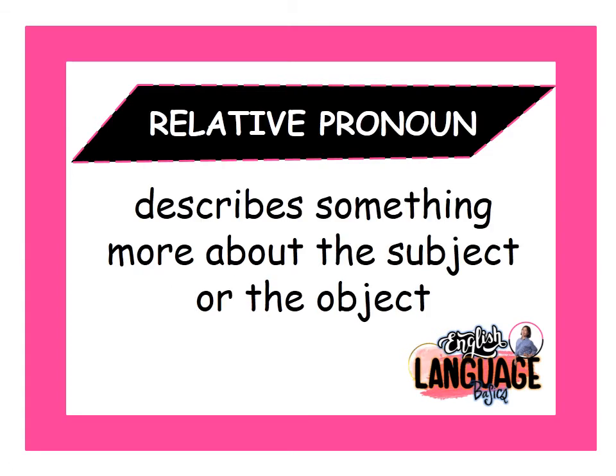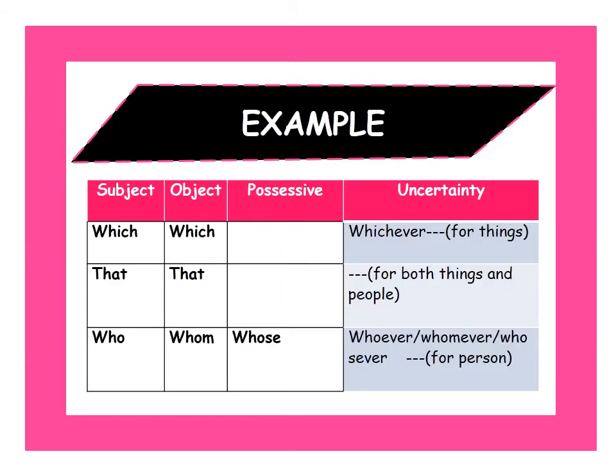The relative pronoun describes something more about the subject or the object. In the simplest words, it adds descriptions or adds information. Here are the most commonly used relative pronouns in different cases. For the subjective or nominative case, you will use which for adding information about things, that for both things and people, and who for a person.